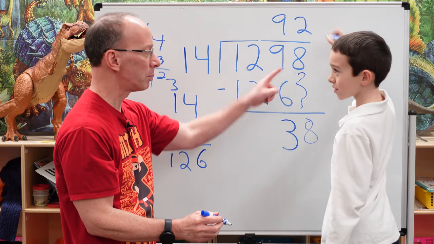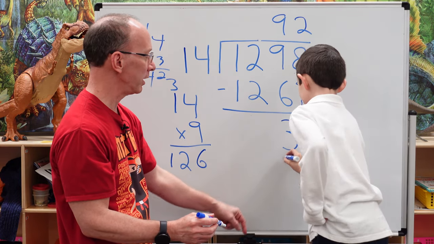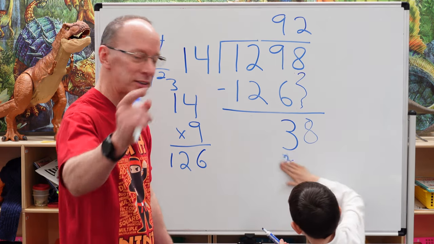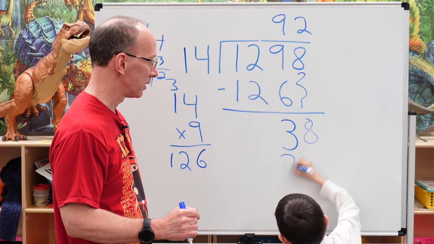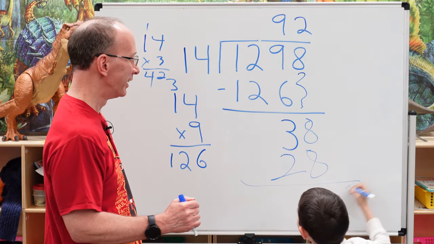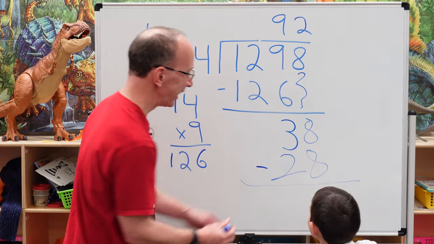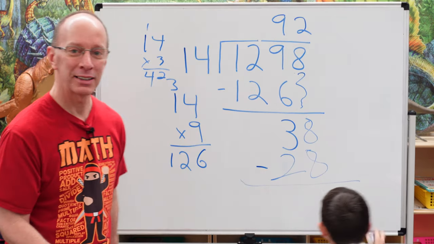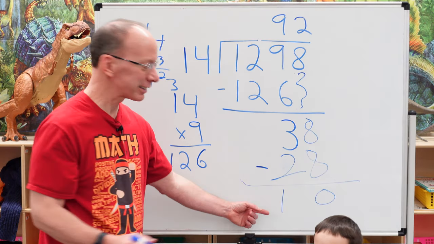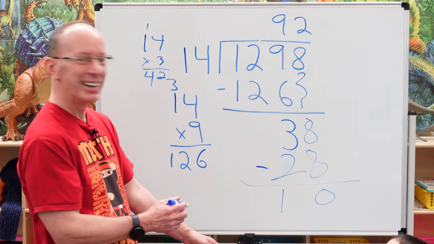And so don't put the remainder yet. Put the 28 right here. Now make sure that our friends at home can see that there. He's drawn a big 2. Put the subtraction. 8 minus 8 is 0. I hope you can see that. And you got a 1. This is going to be our remainder.